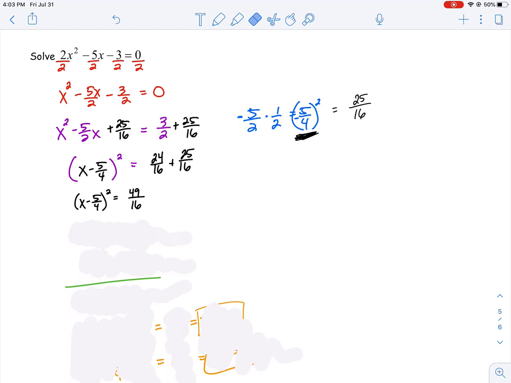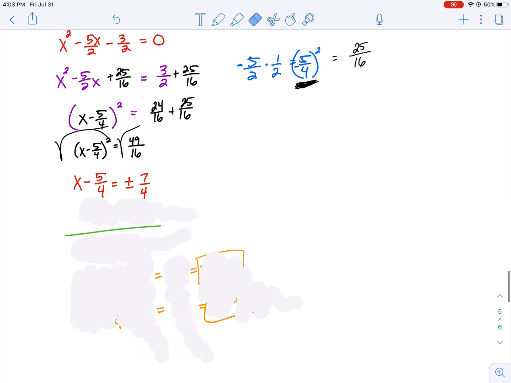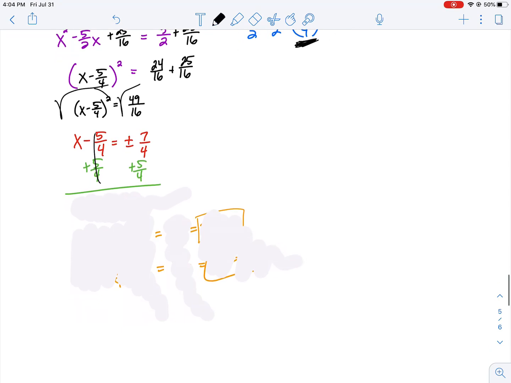Now that I have that, I can finish solving by square rooting both sides. The square root and the square cancel each other out. Remember, don't forget your plus or minus. And if you notice, the square root of 49 is 7, and the square root of 16 is 4. They happen to be perfect roots. So now we have no more square root. We just have regular fractions, regular numbers that we can continue working with. Let's finish solving by adding 5 fourths to both sides. They already have a common denominator, so that's nice.